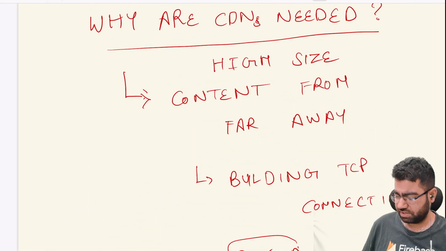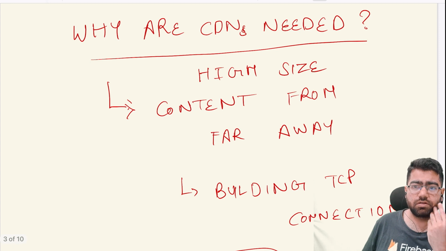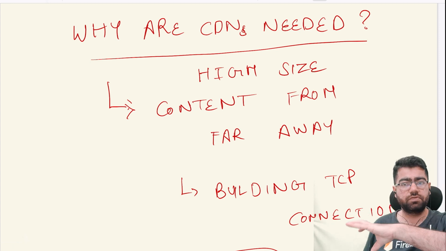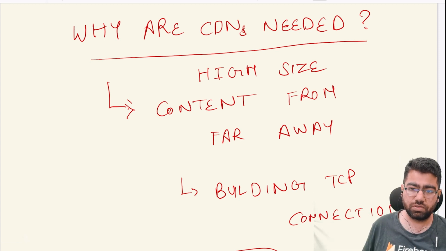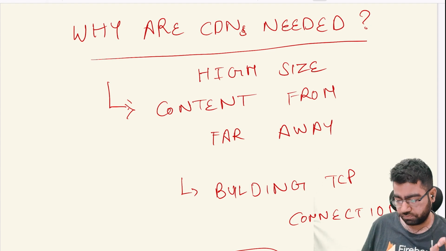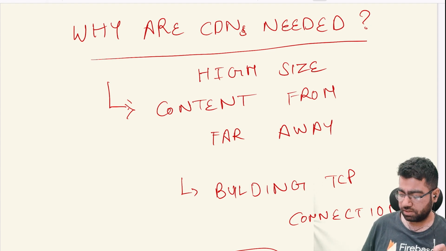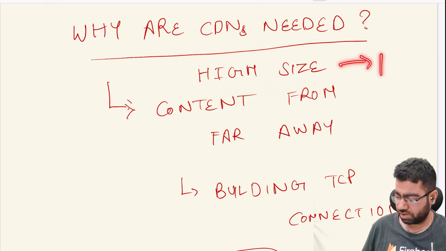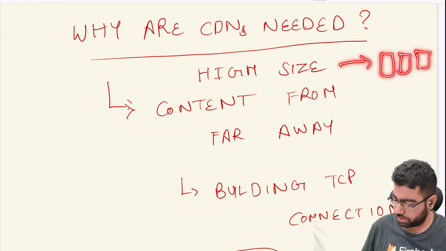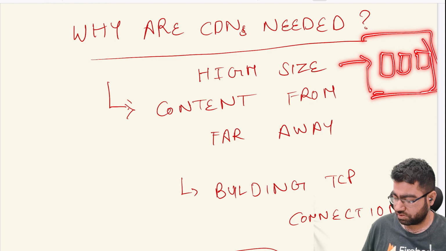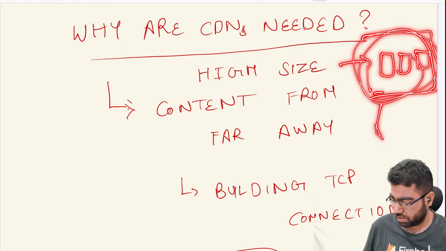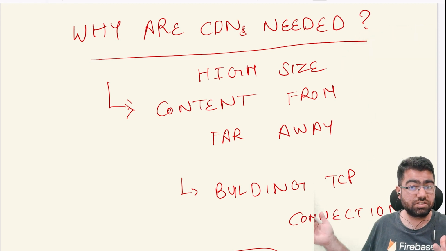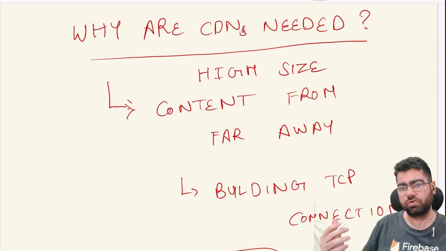Now, why are CDNs needed? Why can't we just deliver the content directly from the server itself to the client who is requesting it? The basic reason is that the content is high in size. A video is broken down into multiple chunks, and you want this complete video file. This video file is not something in KBs, it is mostly in MBs. And if you are downloading this from the server, what's the issue?